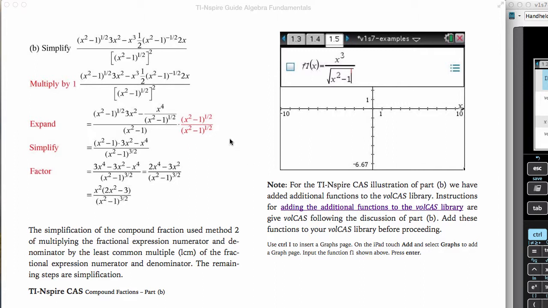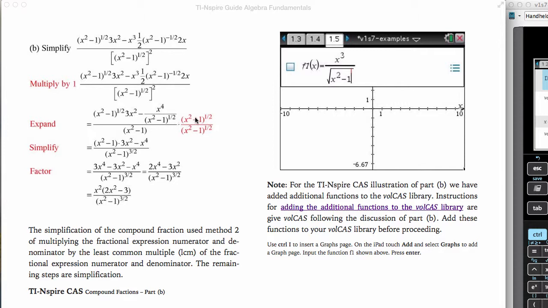Now, we're going to use method 2 to simplify this compound fraction. So we're going to switch this negative 1/2, since there's a term, into this term having a fraction. Then we look at the common denominator for the whole problem. So since this is the only fractional part in this whole compound fraction, we're going to multiply the numerator and denominator by x squared minus 1 to the 1/2 to clear this out.